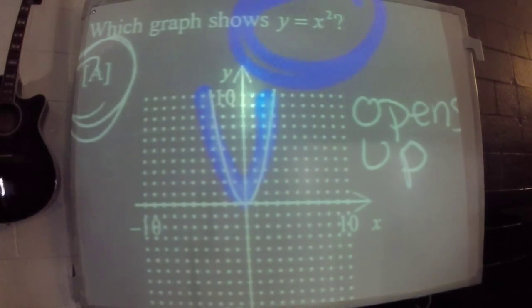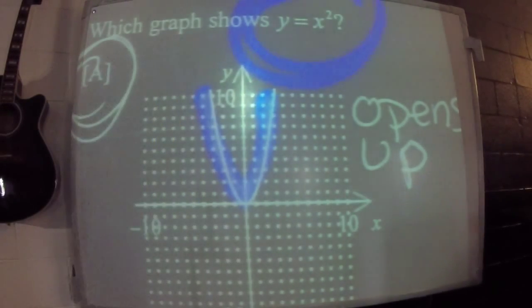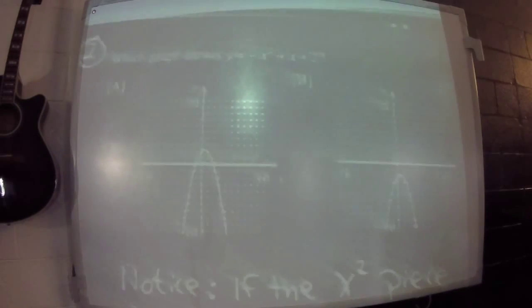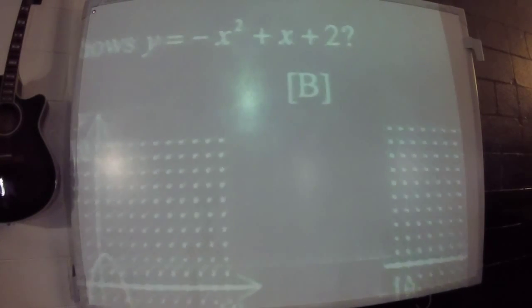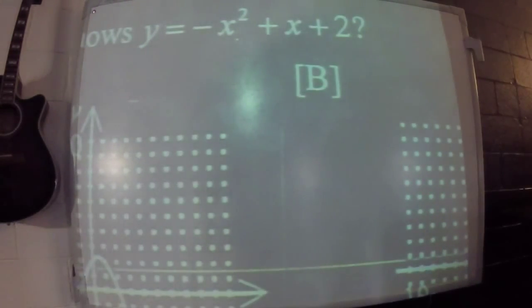We're going to look at these 4 examples on the back. By the time we're done, by the time we get to example 5, I think you should be able to just guess what you think the answer is going to be and not even have to graph it. Okay, the very first one on the back side says, which graph shows y equals negative x squared plus x plus 2. So this is quadratic.